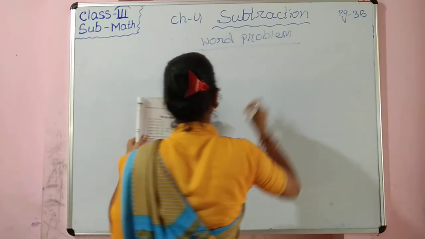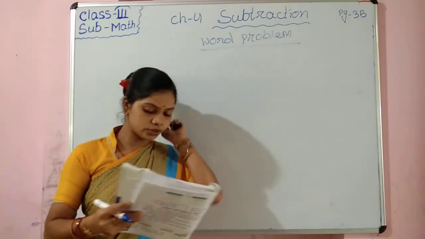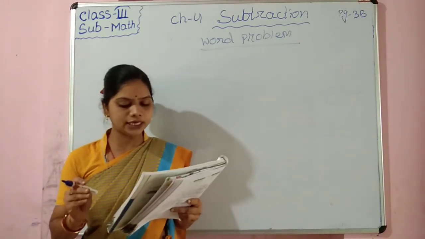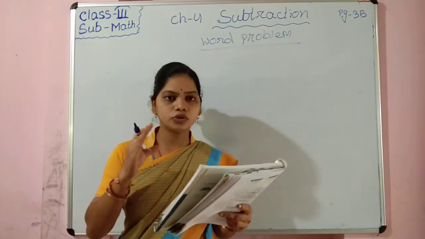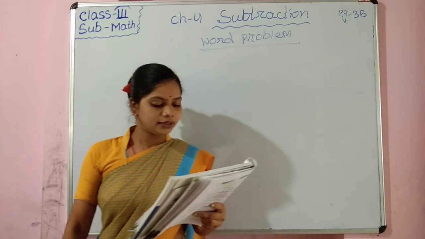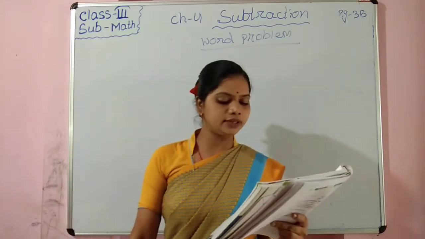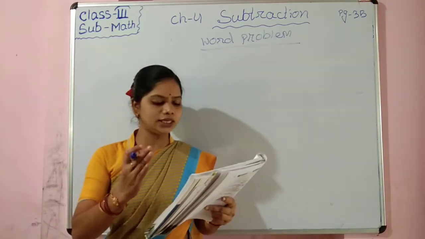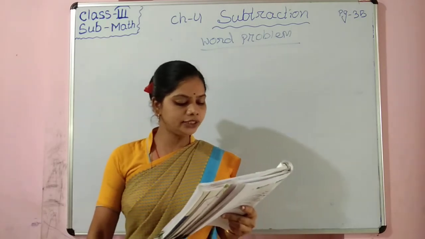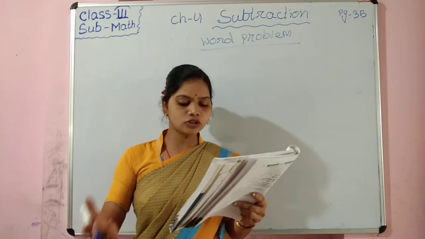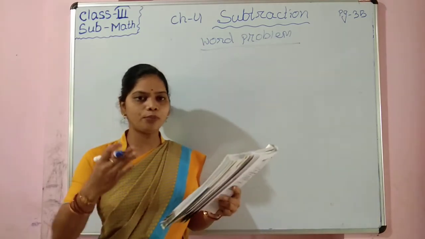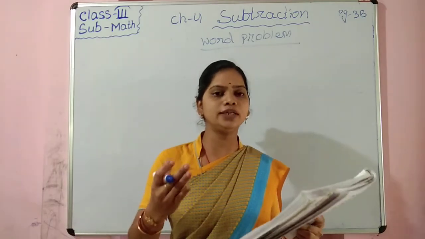Yes children, our question is: a school consists of 5,500 children in the junior wing and 3,100 children in the senior wing. How many more children are there in the junior wing as compared to the senior wing? We have to compare how many more students are in the junior wing.